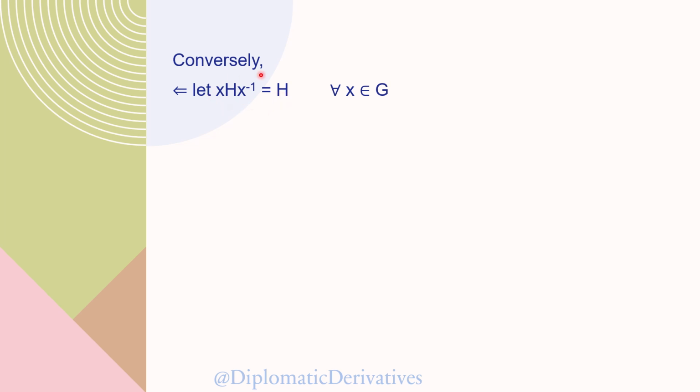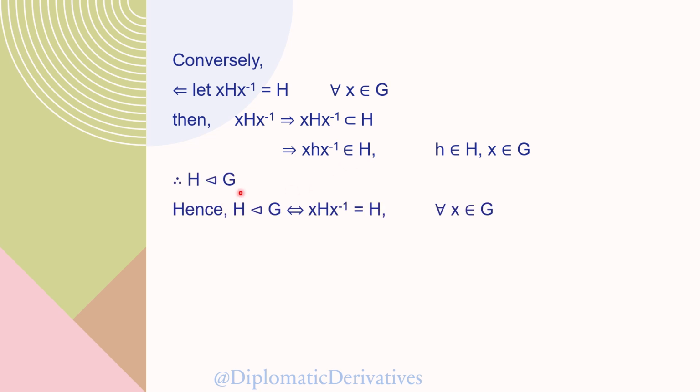Now since this is equal to H, it means that this is a subset of H. Now from this, what is the element inside this set? Instead of capital H, you can write small h, so this thing, X h X inverse, is an element of capital H. Since this is a subset of H, all the elements inside this belong to H. So this element obviously belongs to H. This is the condition of a normal subgroup, that X h X inverse is an element of H. Therefore H is a normal subgroup of G.